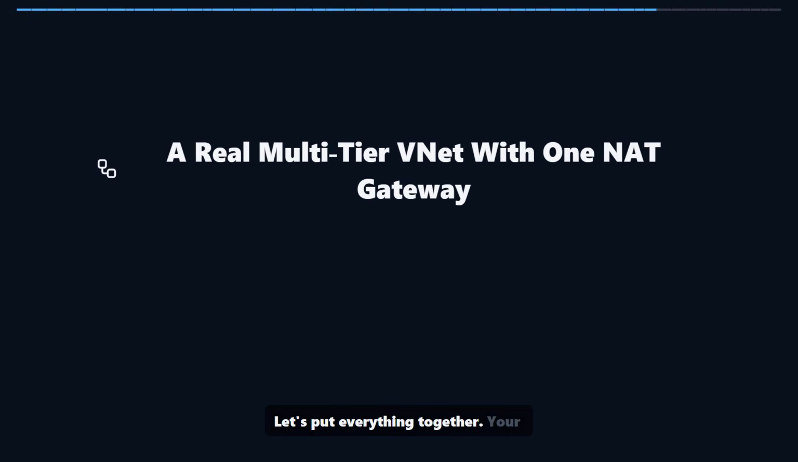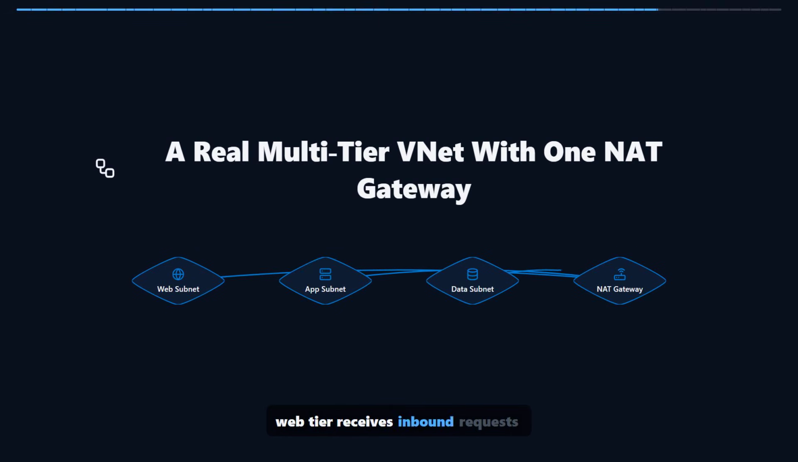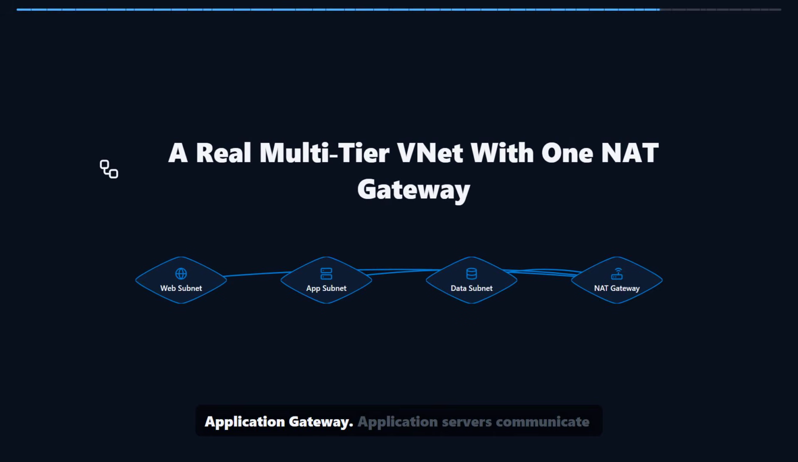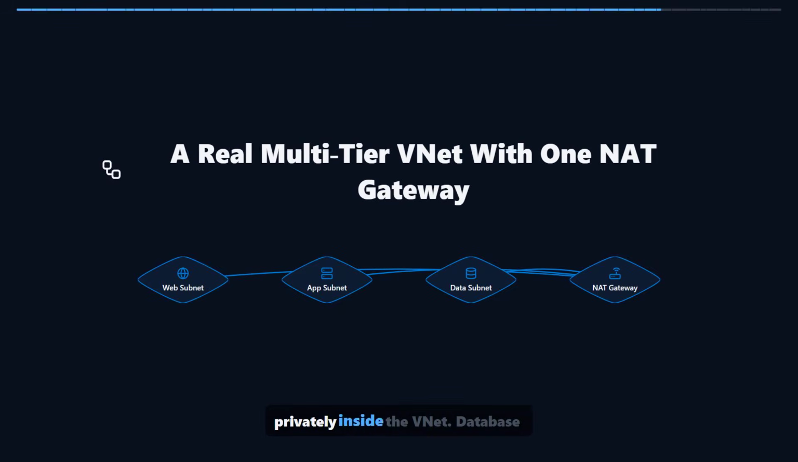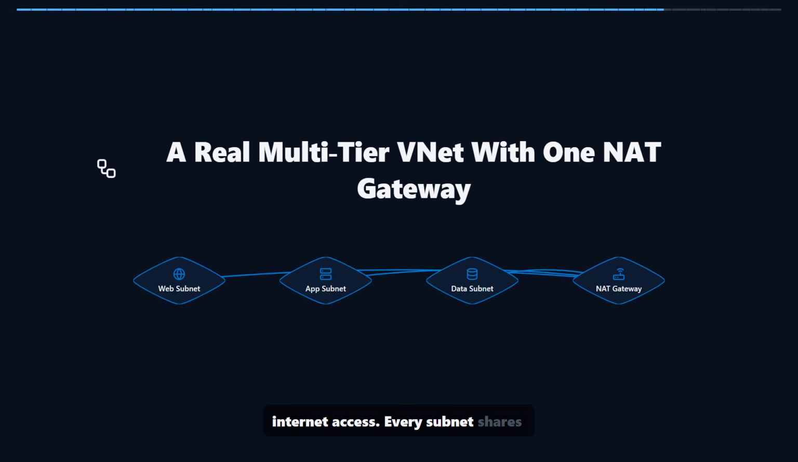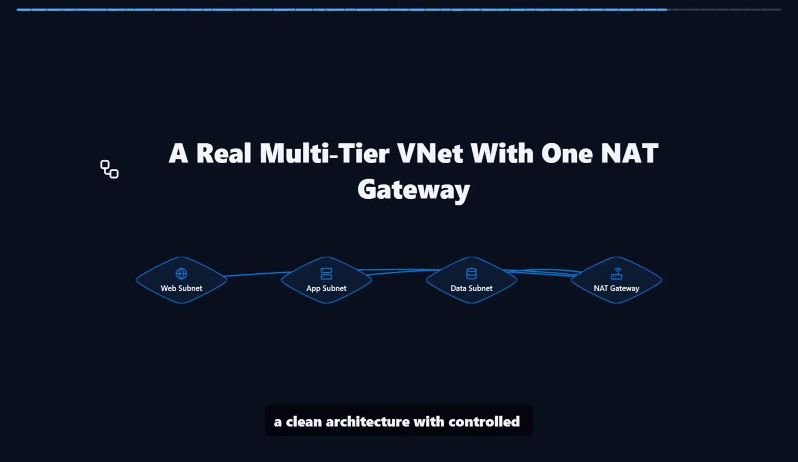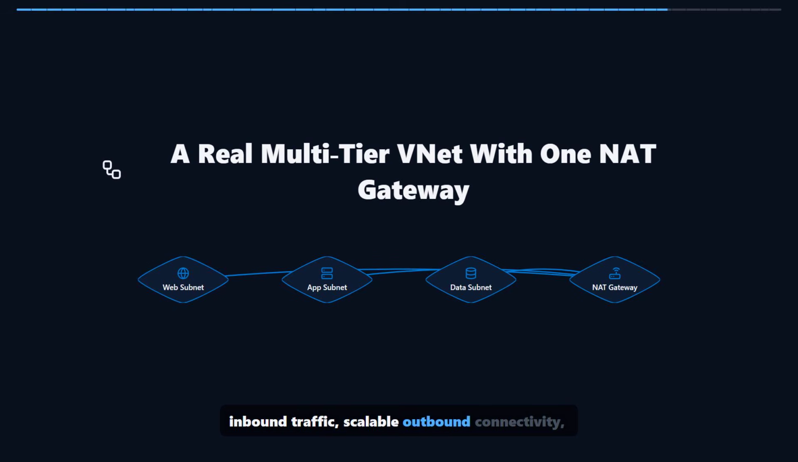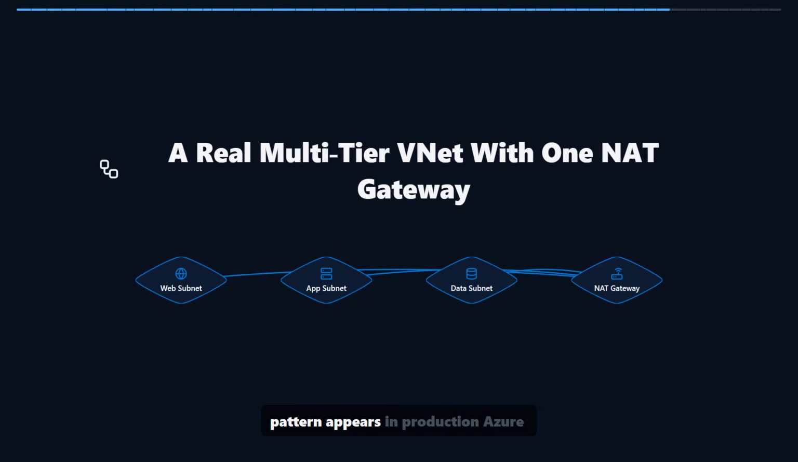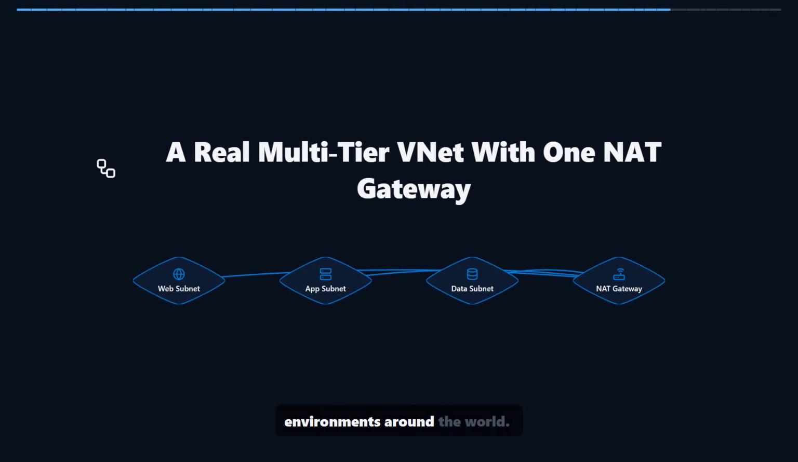Let's put everything together. Your web tier receives inbound requests through Azure Load Balancer or Application Gateway. Application servers communicate privately inside the VNet. Database servers remain isolated from direct internet access. Every subnet shares predictable outbound connectivity through Azure NAT Gateway. The result is a clean architecture with controlled inbound traffic, scalable outbound connectivity, and minimal public exposure. This pattern appears in production Azure environments around the world.